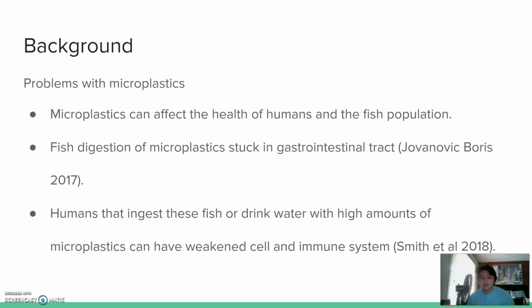Since humans obviously consume fish, the fish that have these higher concentrations of plastic within them can cause some actual body damage to humans, and especially drinking water that has high amounts of these microplastics. It can weaken your cells and your immune system, making you more prone to being sick and more susceptible to certain diseases or other problems with your body.